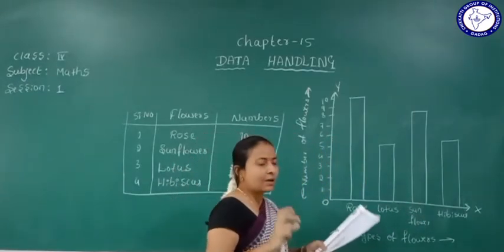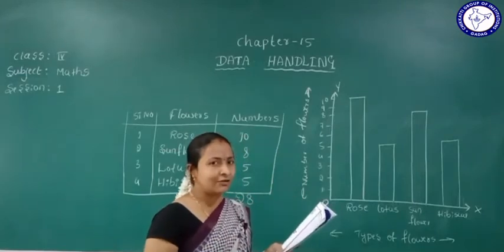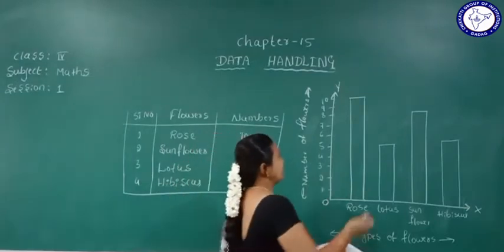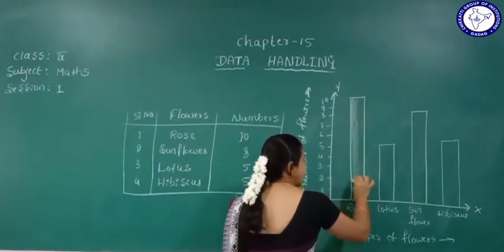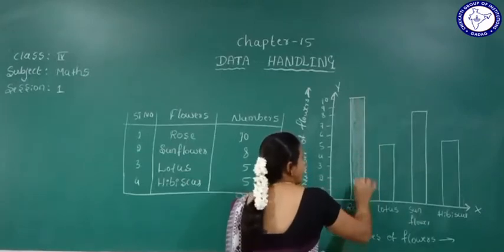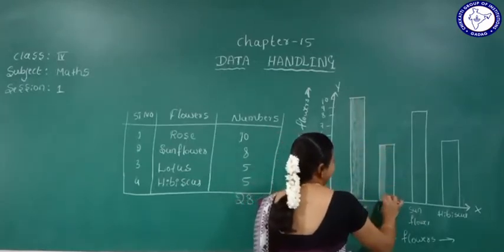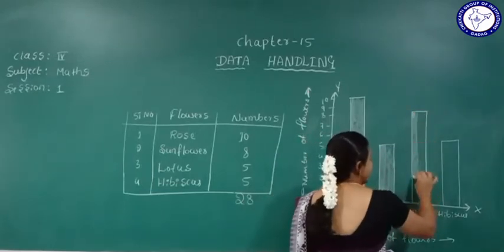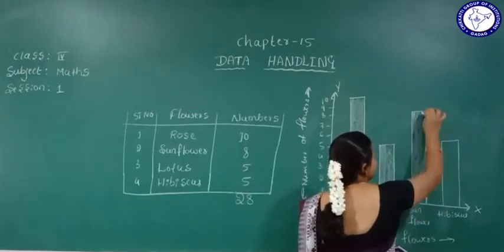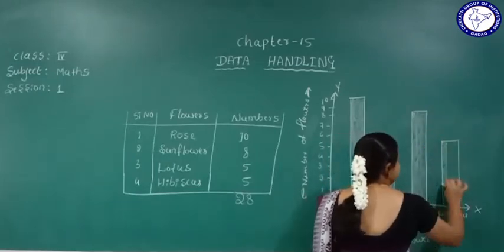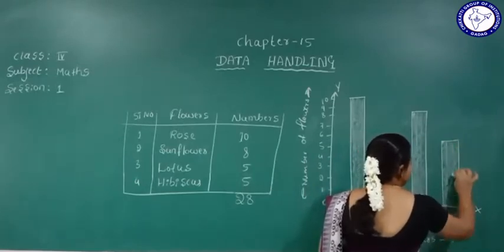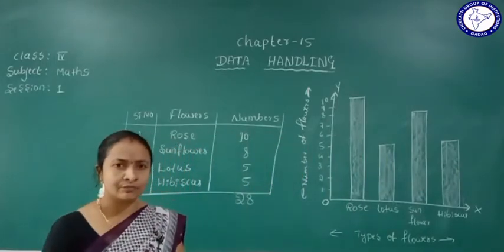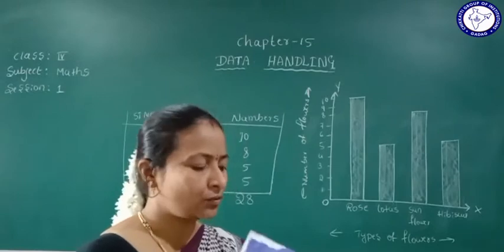After completing this graph, you can give colors, the flowers' colors. If it is a red flower, give the red color. Take any color and give the color to each bar of the graph. Understood? So this is the graph of flowers. You will draw this graph on graph paper, or otherwise in a notebook. Understood this one?